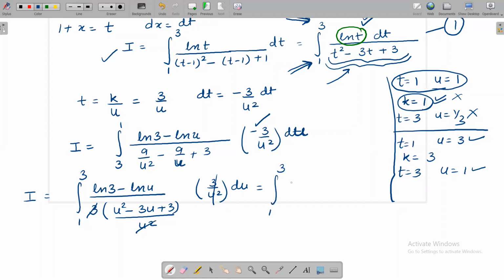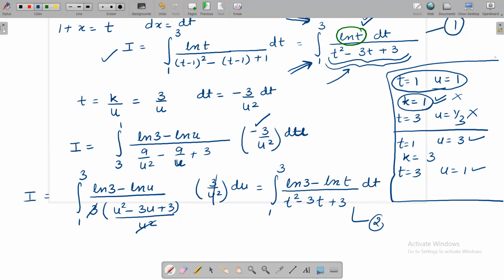Integral 1 to 3. Using the properties of definite integration, I will be replacing u with t. I'm just replacing u with the same t that I have in the first equation. So the denominator is t square minus 3t plus 3, and this is dt. This is the second equation.